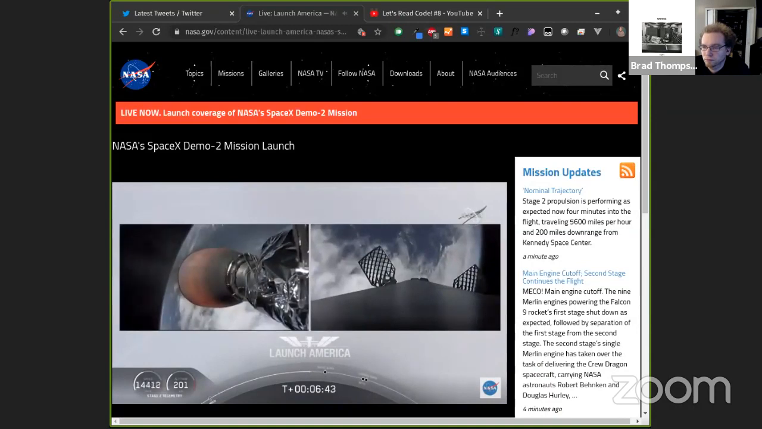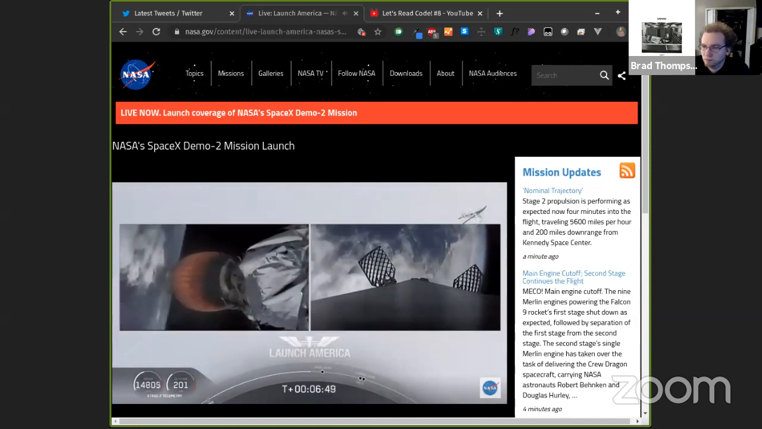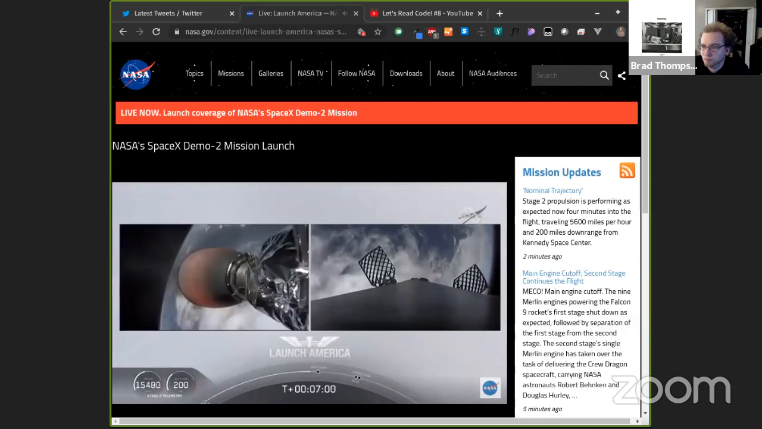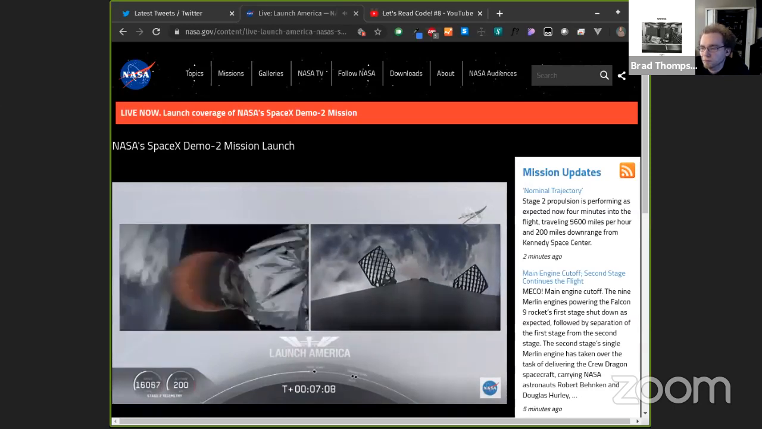Dragon physically separates from the second stage of the Falcon 9. The upper stage gets a chance. Trajectory. Dragon copy, nominal trajectory. Continuing to check in with Bob and Doug. They are on a nominal trajectory. Just about 10 seconds away from that first stage starting that entry burn. On your right screen, we should be able to see that view live.